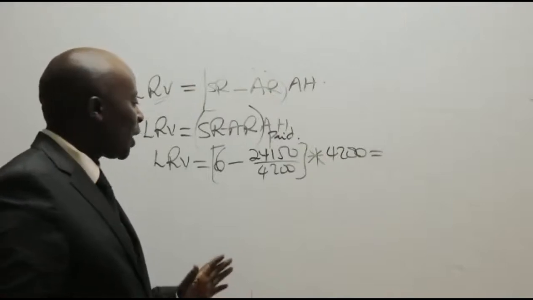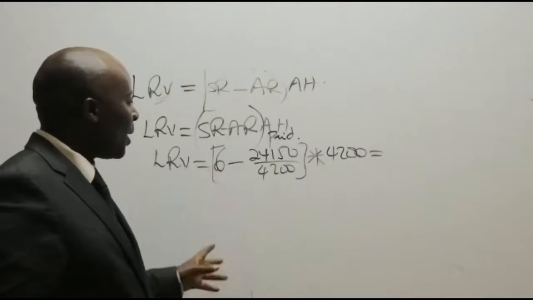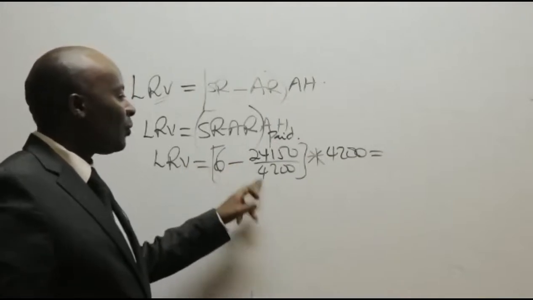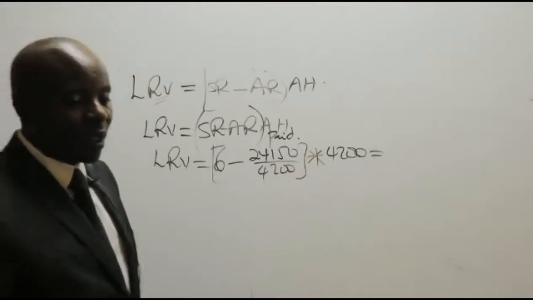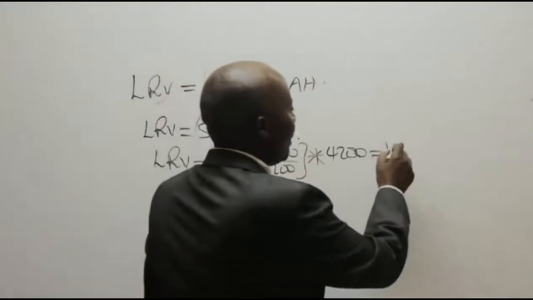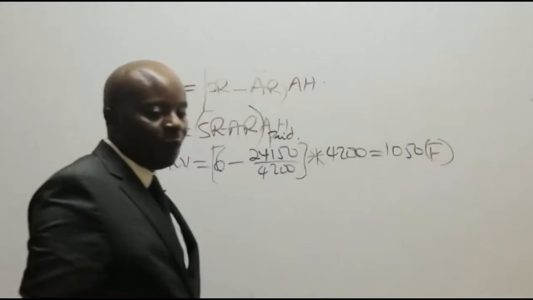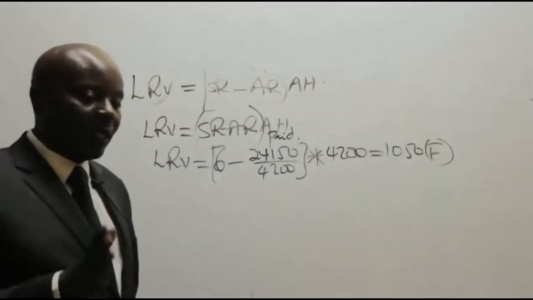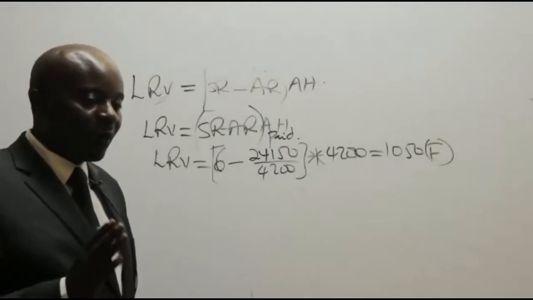So how do you do it? You take your calculator, say on, and then you open brackets. You say 6 minus this divided by this, you close, times 4,200. You tell me equals. So somebody is giving me 1050 favorable. Are we getting 1050 favorable, all of us?